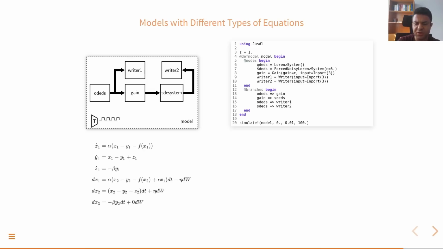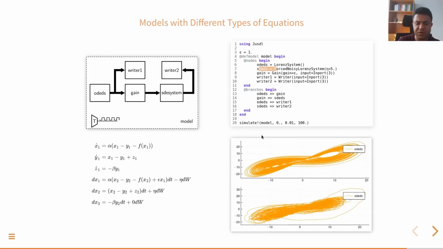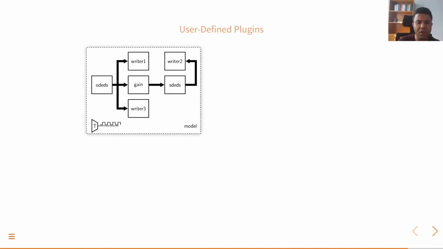From the construction, you can see that the components are constructed individually. We just constructed an ODE system, we just constructed an SDE system, and we connect those components together, and the model is ready for simulation. You can see the simulation results here. So there is no need to construct a unique mathematical equation that represents the whole model. Just construct the components as they are and connect them together to simulate the model.